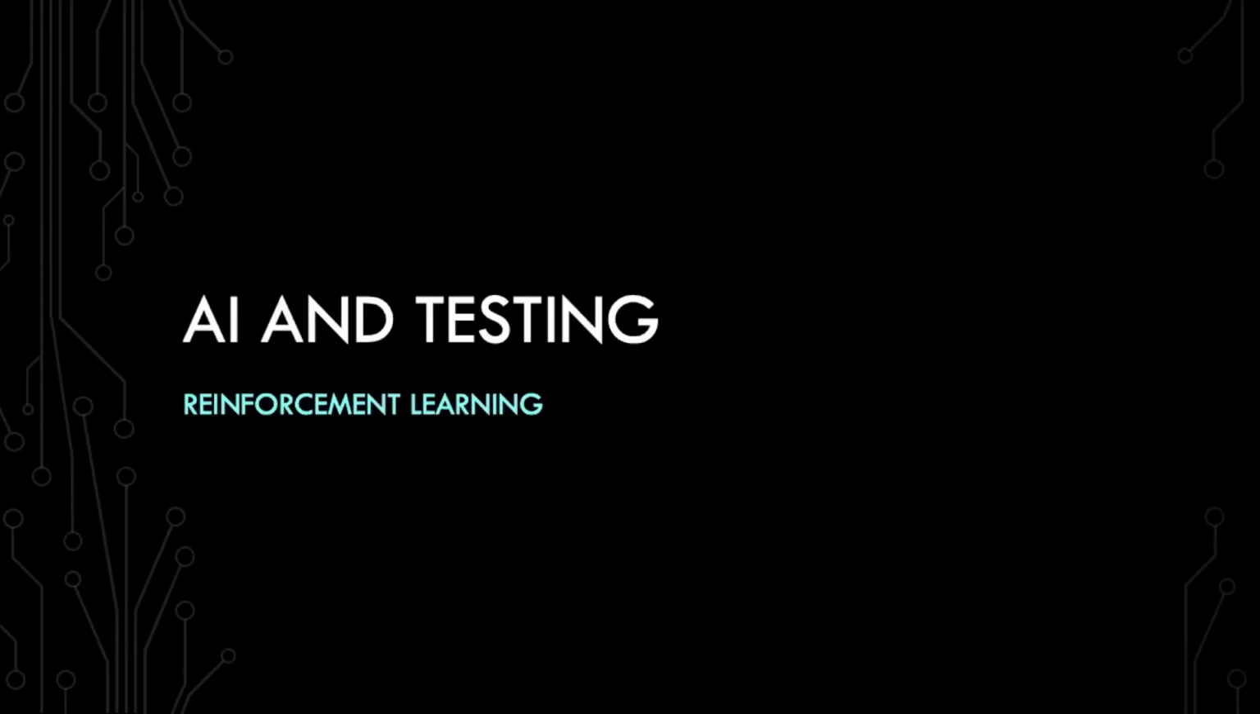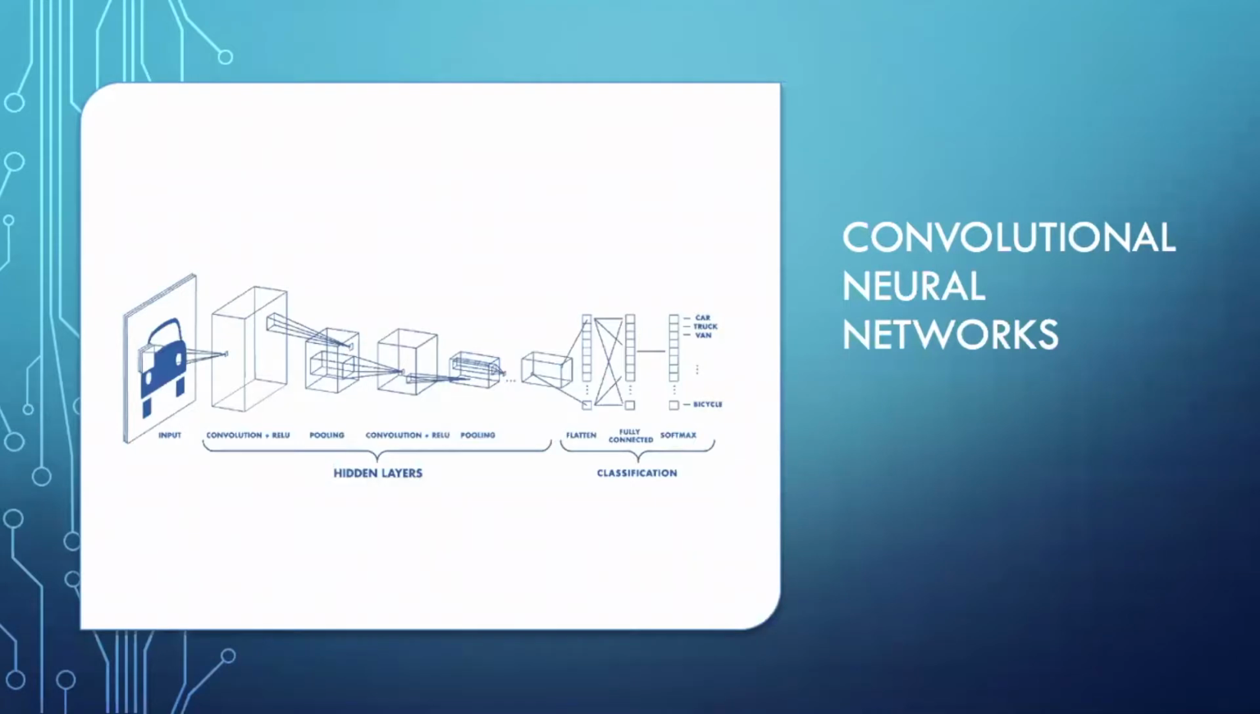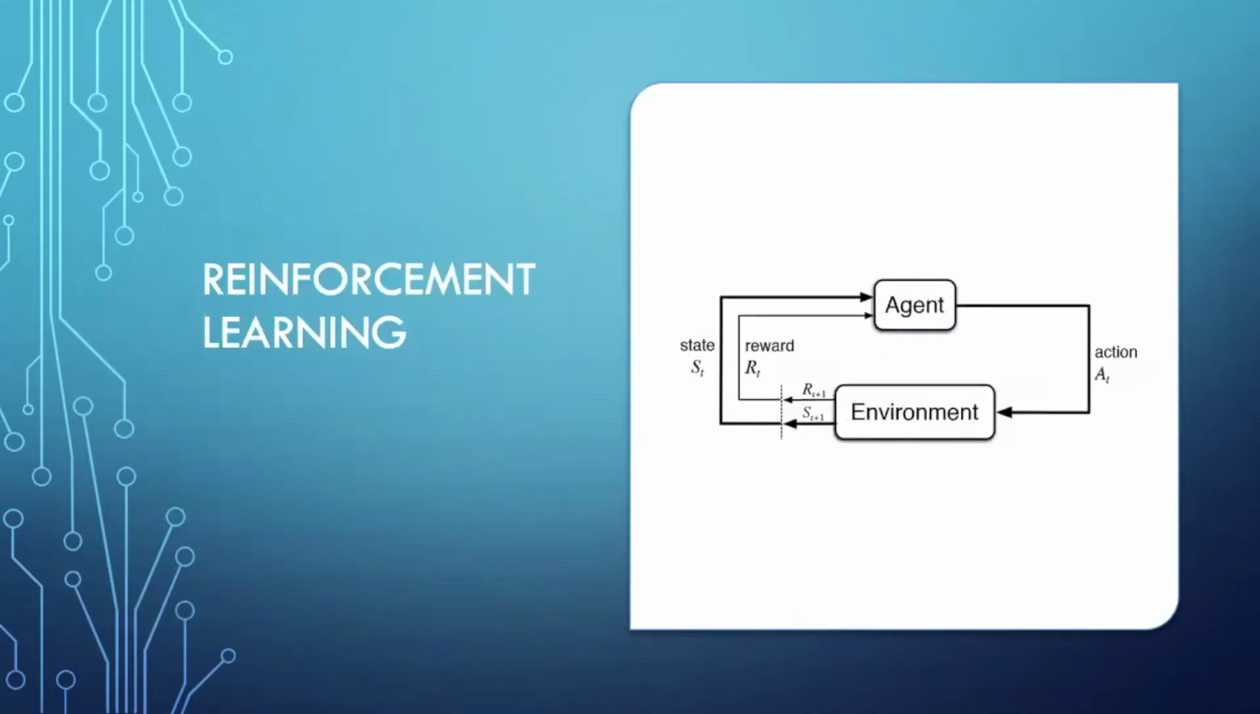Today we're going to continue our video series on AI and testing and give a brief overview of what reinforcement learning is and how it can be applied to existing automation frameworks. In our previous video, we covered convolutional neural networks and how they can be integrated into existing automation frameworks. So first off, we're going to give an overview of what reinforcement learning is.